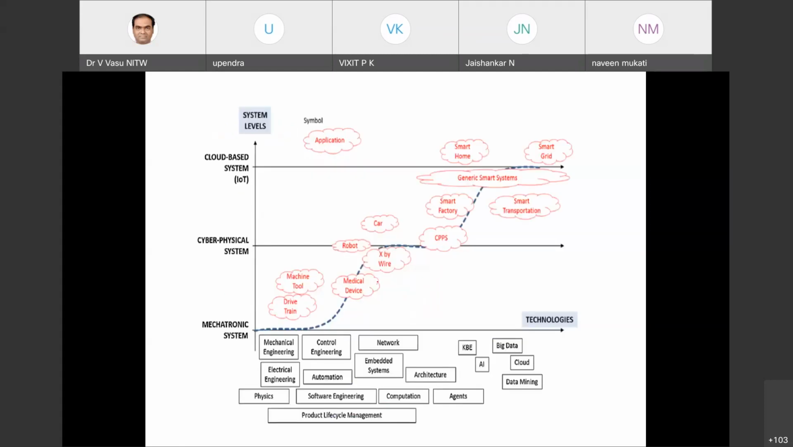So I will skip this one. These are the different technologies we are going to require for the advances of mechatronic systems, starting from the mechatronic system, how we can develop a cyber physical system, and how we can make a cloud-based IoT system. Those are the different technologies required. So we start with the mechatronic system, then go for the cyber physical system. You have to design that one. Once you have this, then you go for the cloud-based IoT system by incorporating that. That is how you have to design the system for this case.